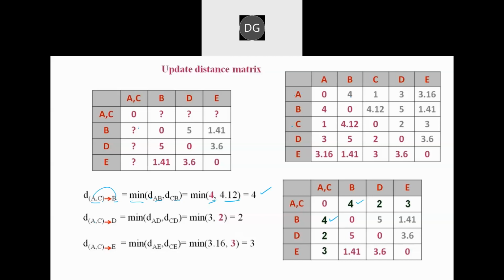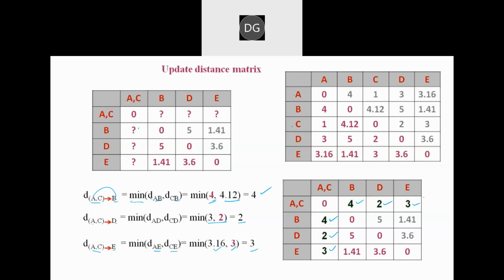Same goes for from AC to D. I will find AD and then CD. Out of 3 comma 2, 2 is the minimum value, so I will update my matrix. Again, from AC, I want to find the distance to E. So AE and then CE. A is 3.16 and here 3. So obviously I will take 3.